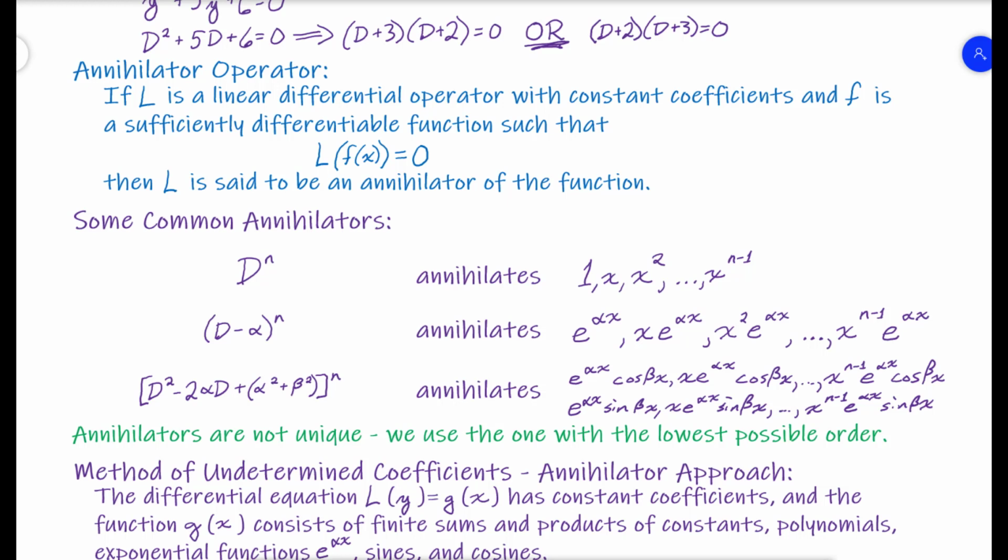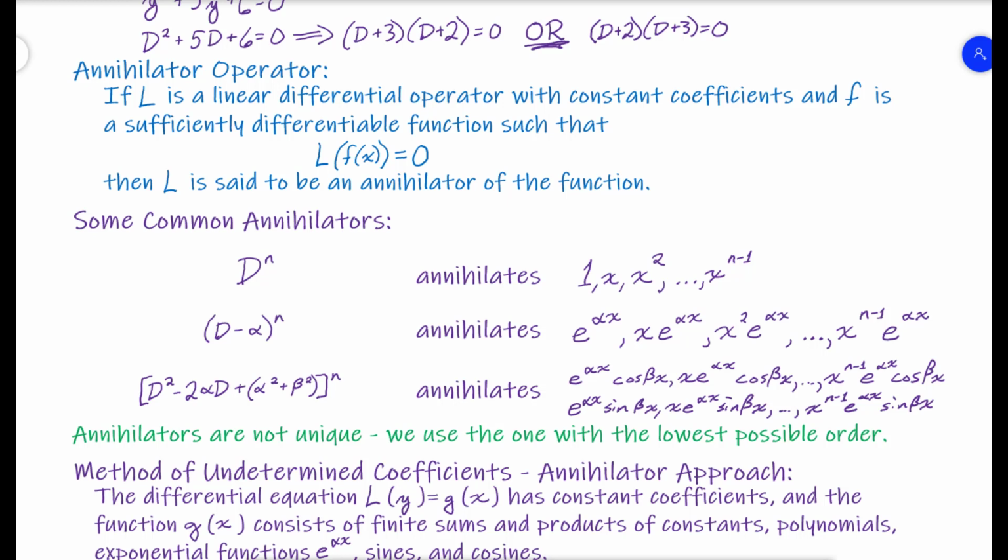This is going to annihilate functions that look like e to the alpha x, or x times e to the alpha x, or x squared times e to the alpha x, and so on, as long as the x out in front of the e to the alpha x has a power, again, that's smaller than n if our annihilator is raised to the nth power.